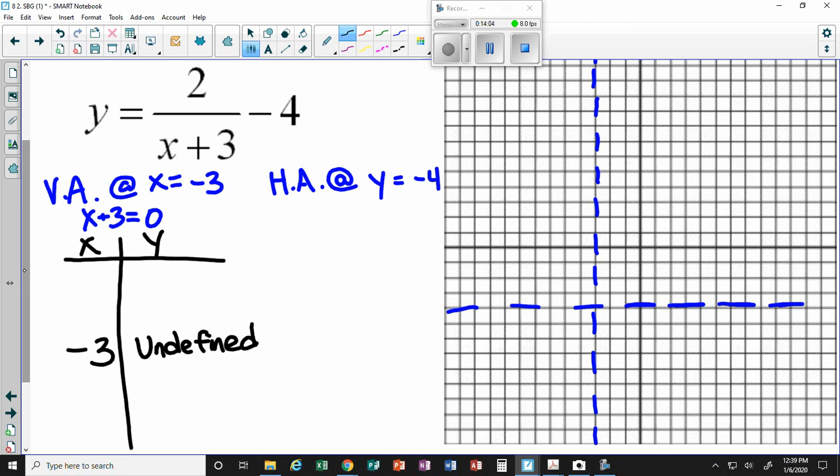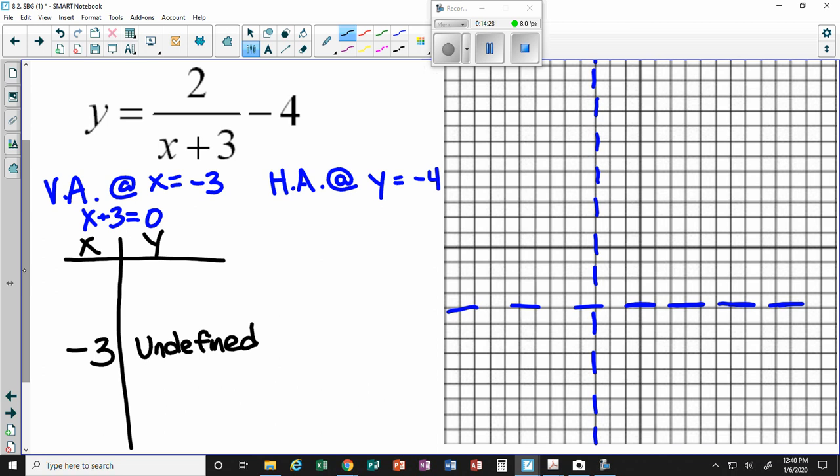What would happen if x was -3? Divide by 0. Yeah, you get 0 on the bottom. Can I divide by 0? No, it's bad. Give me 2 over 0. It does not exist. You cannot divide by 0. Okay, so that's why I put that. It doesn't actually exist. That's undefined.